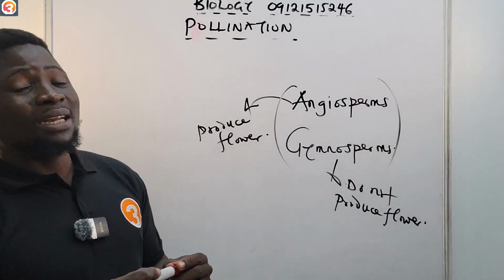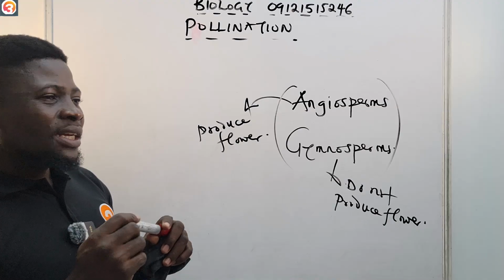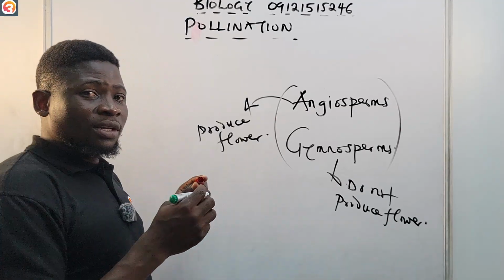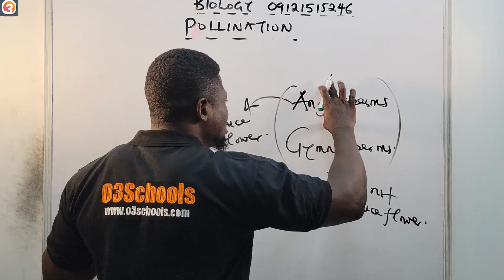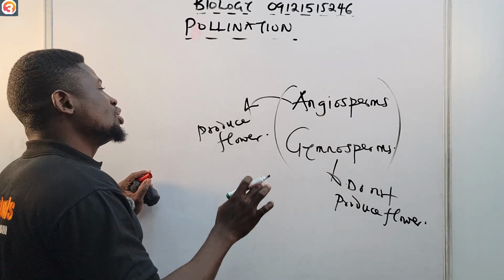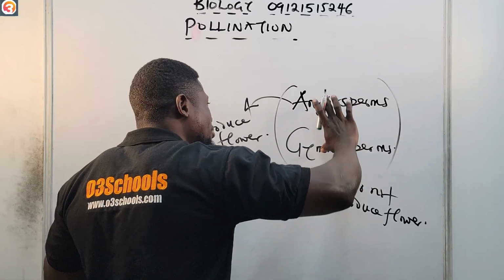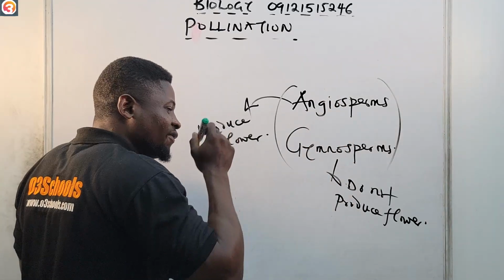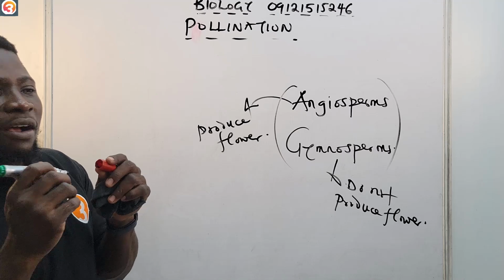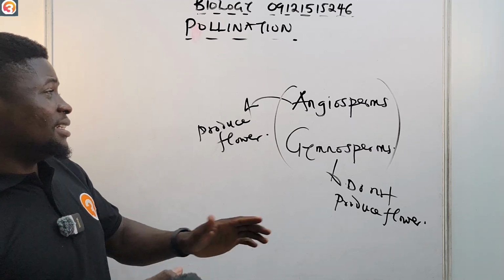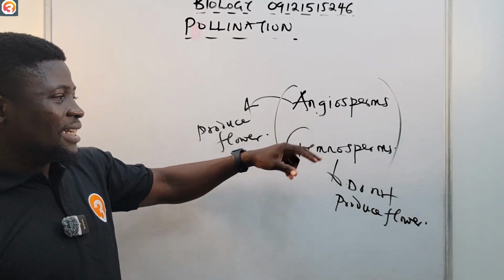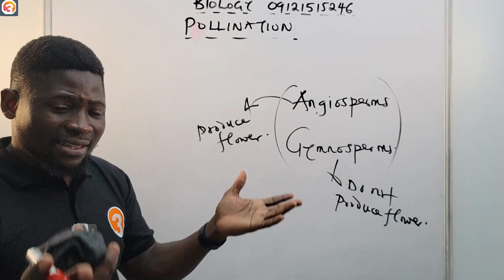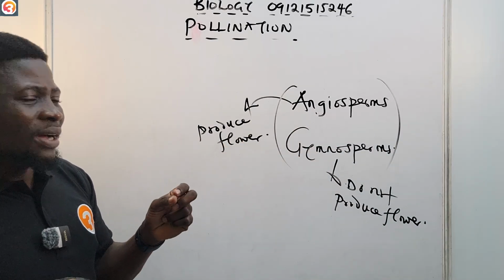Both of them are seed-bearing plants, but they differ in how they are formed and how they are protected, like the nature of their seeds. What makes angiosperms different from gymnosperms is not that they are both seed-bearing plants, but how their seeds are formed and protected. For the angiosperms, the seeds are enclosed inside the fruit, while for the gymnosperms, you can see them. It's as simple as that.